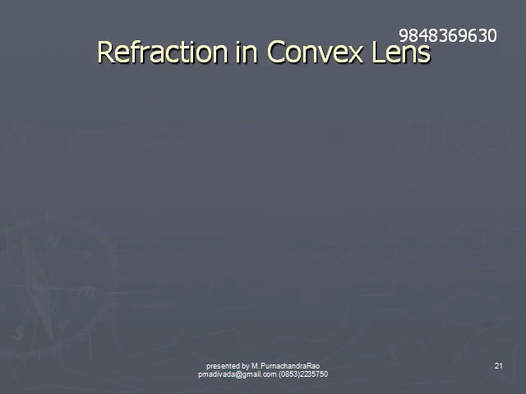So in diverging lenses, the rays after refraction travel away from the principal axis. Refraction in a convex lens. Let us consider a double convex lens made of glass. On the principal axis, O is a point. From this point, a ray is incident on the left curved surface of this lens. The ray is passing from air to glass, that is, from rarer medium to denser medium.